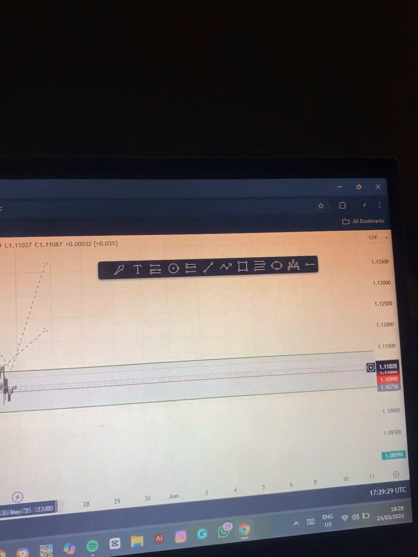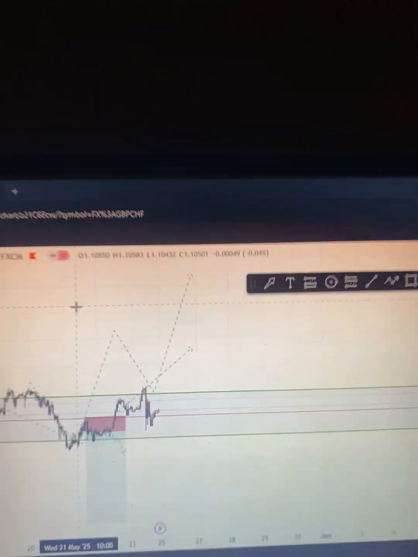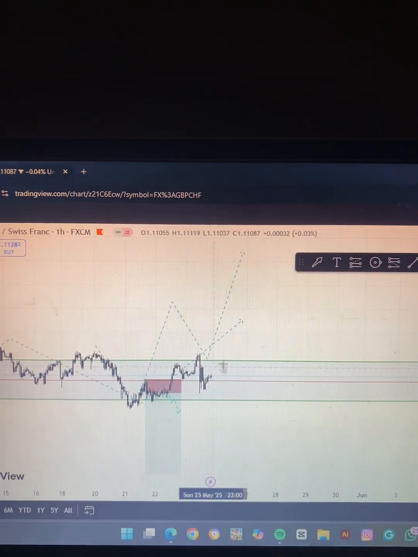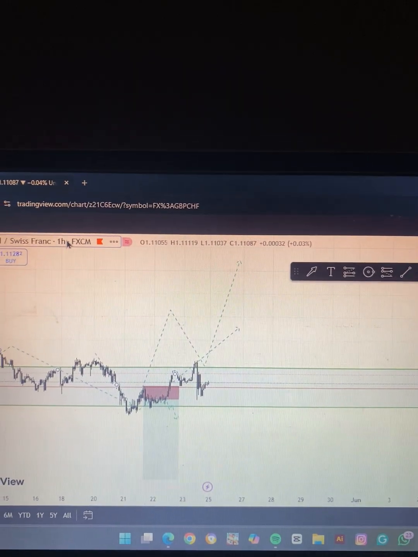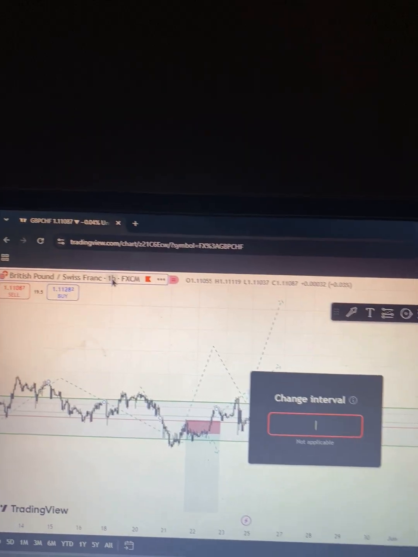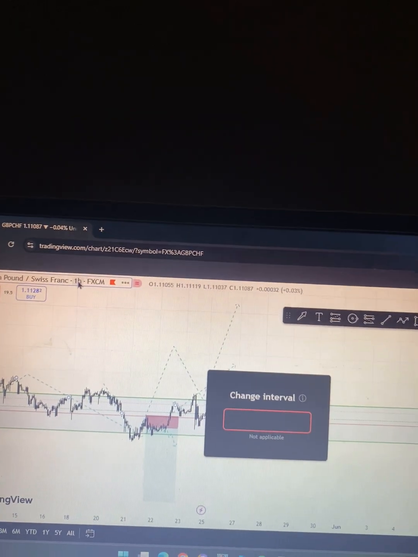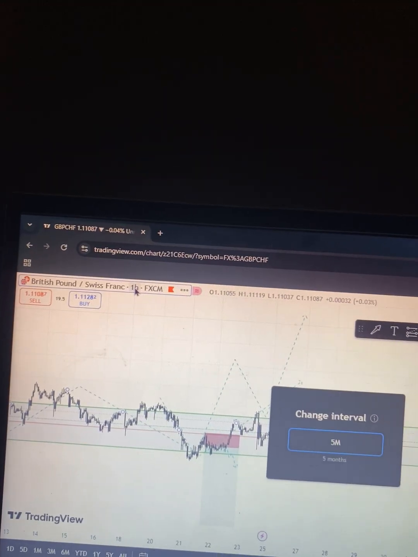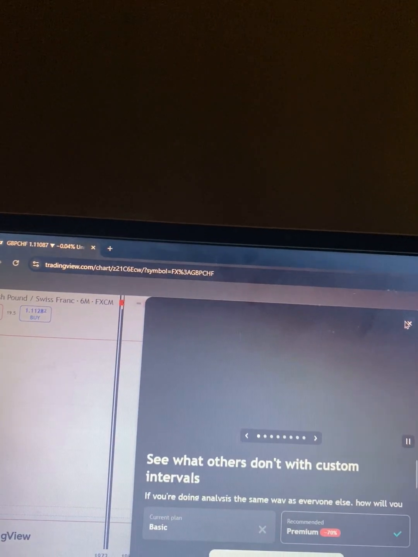If you create a nice confirmatory entry on the lower time frame, like if you see a change of structure or a change of character, as you see, I like using change of structure. So if you see a change of structure on the 5 minutes or any lower time frame.